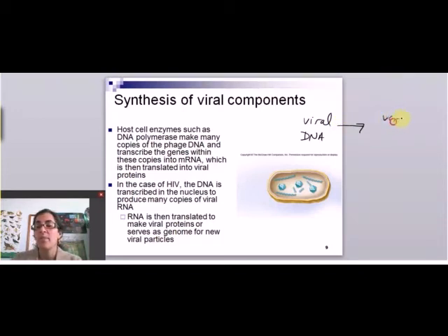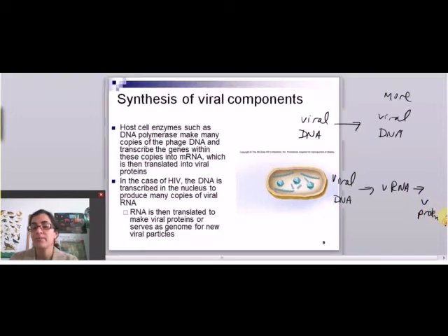So it will make copies of the viral DNA. It will also take viral DNA and transcribe it to make viral RNA, and then translate that to make viral proteins. So it's making more copies of the viral DNA, which we can see happening here, and then it's carrying out transcription and translation to make more of these viral proteins. So this is showing the capsid proteins.